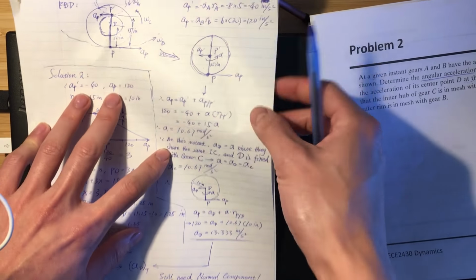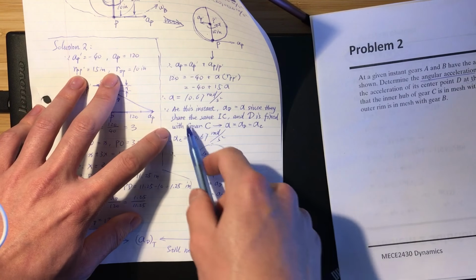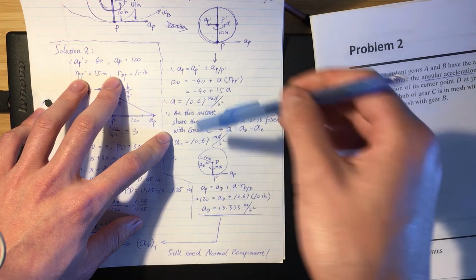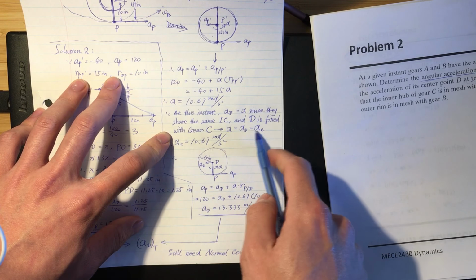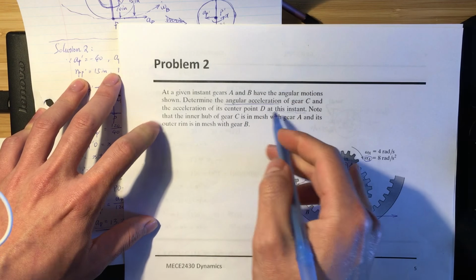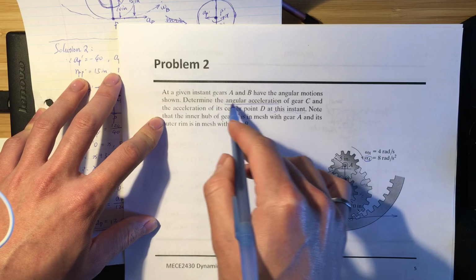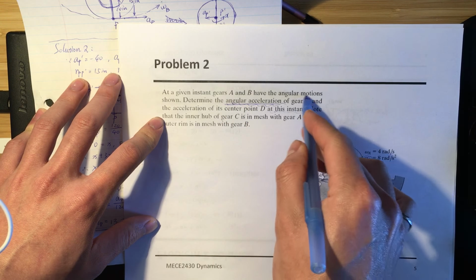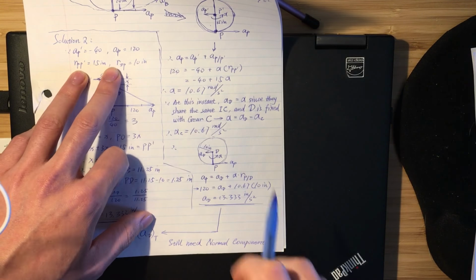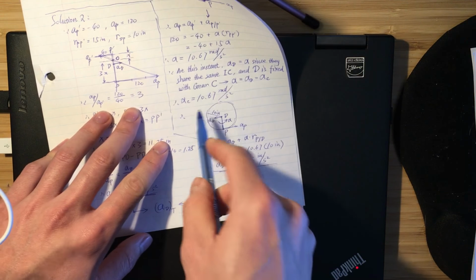And D is fixed with gear C, because D point is the center point of gear C. So alpha equals alpha D equals alpha C. So this is the solution for the first question, right? It asks for the angular acceleration of gear C, and it is 10.67 rad per second square here.